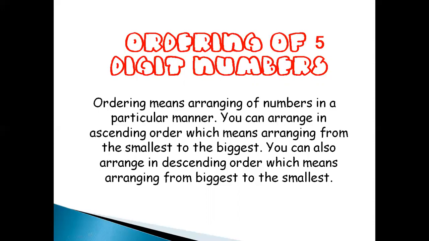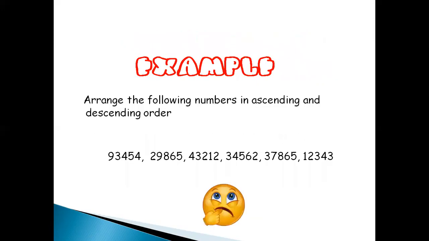So you will see that you cannot order numbers if you don't know how to compare them. I must first of all know which number is bigger than the other before I can start ordering them. Okay, let's look at this example. Arrange the following numbers in ascending and descending order.